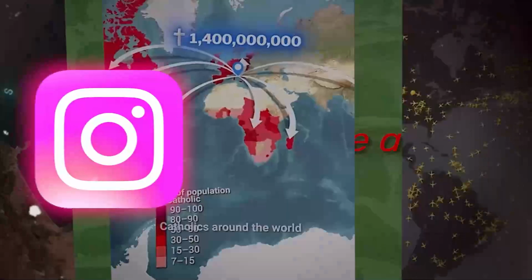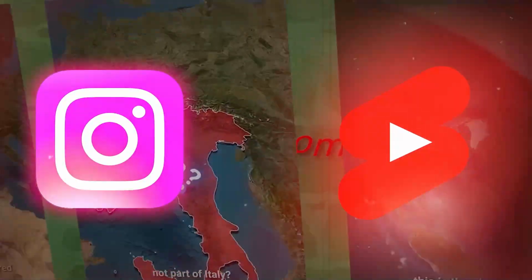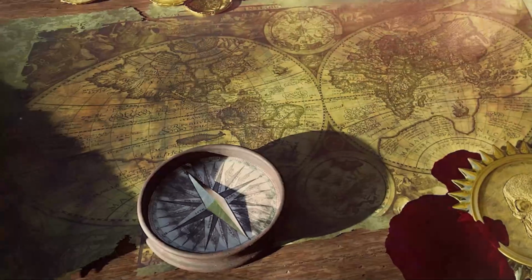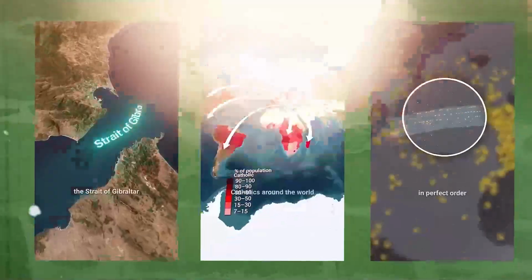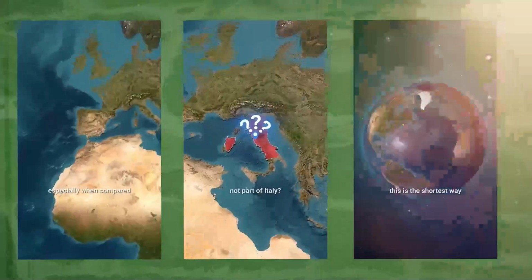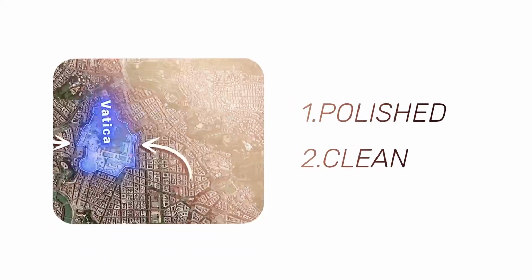Have you ever come across one of those jaw-dropping geography videos while scrolling through Instagram or YouTube Shorts and thought, hold on a second, how in the world did they make that? I mean, it starts with a simple map, and suddenly you're watching animated borders moving, dramatic narration kicking in, and background music that feels like you're watching a mini Netflix documentary. It's so polished, so clean, and somehow manages to deliver complex information in under a minute.